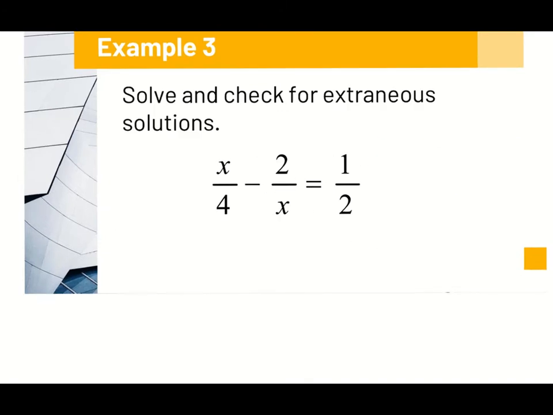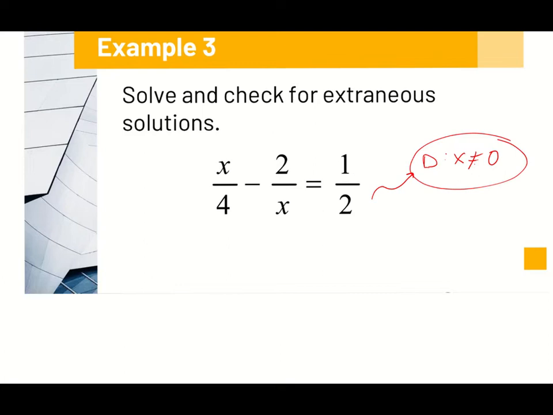Example 3, same concept here, solve and check. So in my denominator, looking at my domain restrictions, x cannot be 0. 0 is going to make it 0 in the denominator because I have a single x. So I've got to keep that in mind when I get my answers to check for extraneous. Now, 4, x, and 2. None of those are the same.